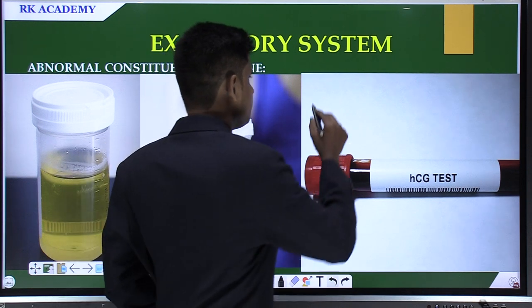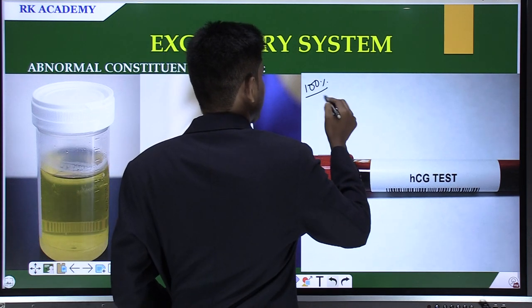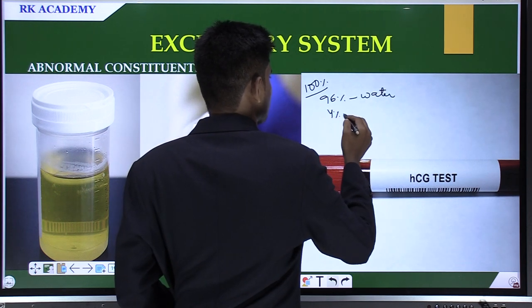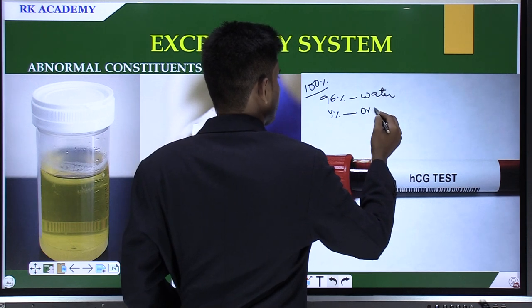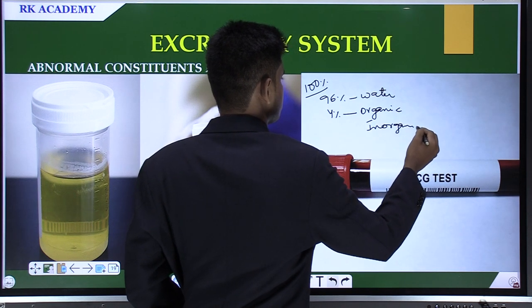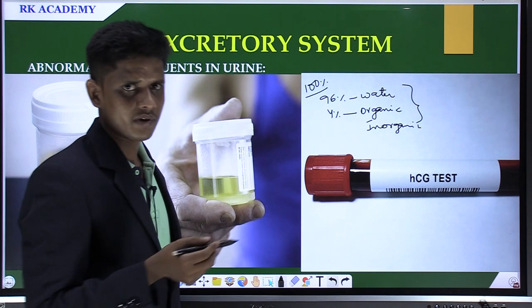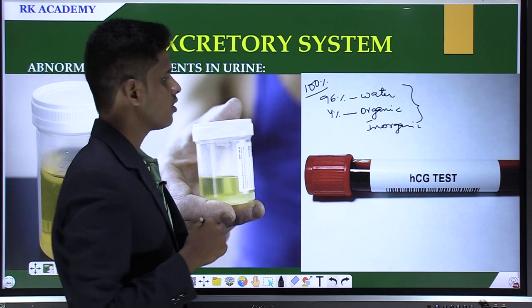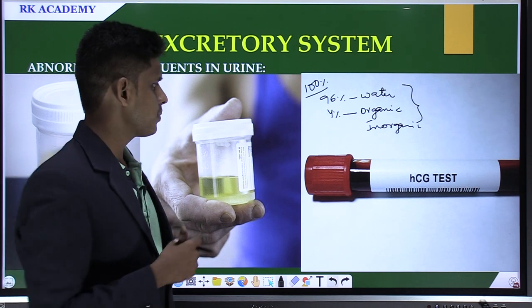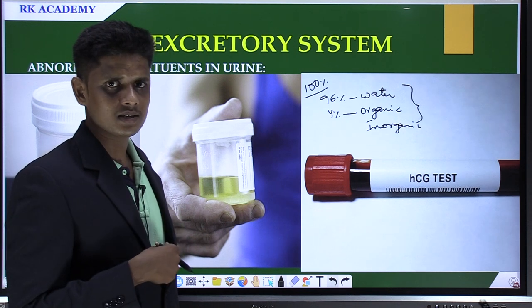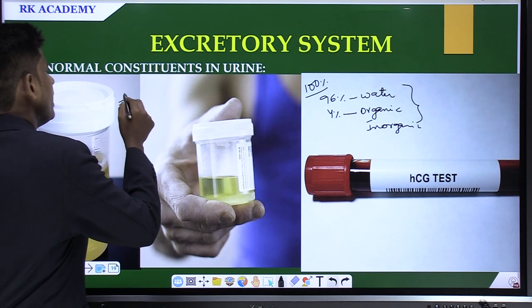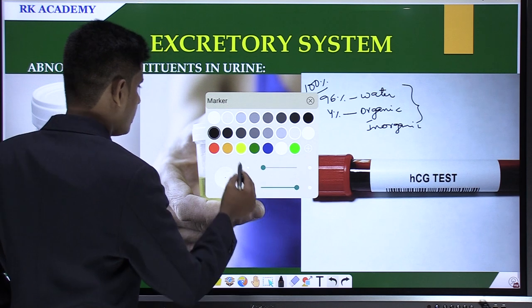If you assume that urine is 100%, 96% of urine is water, and 4% of the constituents are organic and inorganic constituents. If these are disturbed by some other factors, those are called abnormal constituents in the urine. Abnormal constituents means those components which are unnecessary for the preparation of the urine, or some other extra traces that are available in the urine. Such chemicals cause medical conditions. What were those conditions? Let me explain.